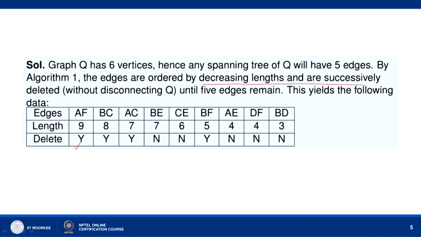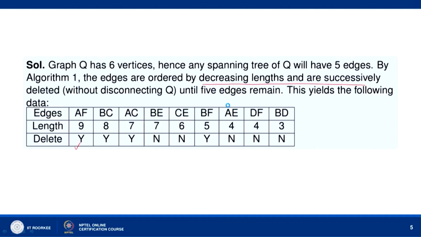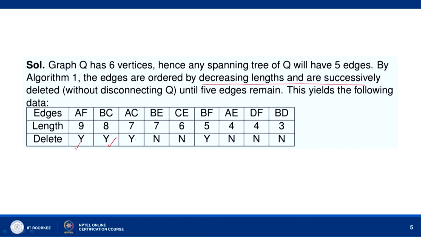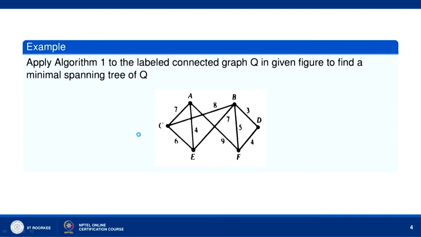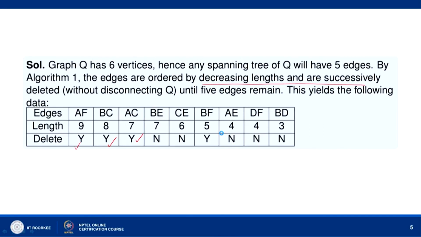Then, should we delete BC? If we delete BC, the graph does not become disconnected. So, we can delete BC. Then AC. This is AC. If we delete AC, the graph is not disconnected, and therefore, we delete AC. And then BE. Let us see, if we delete BE, what will happen? Because we have already deleted AF, BC, AC.